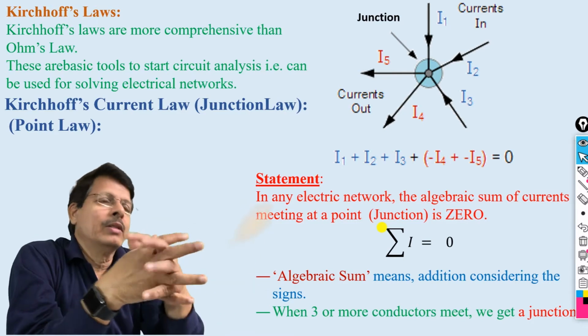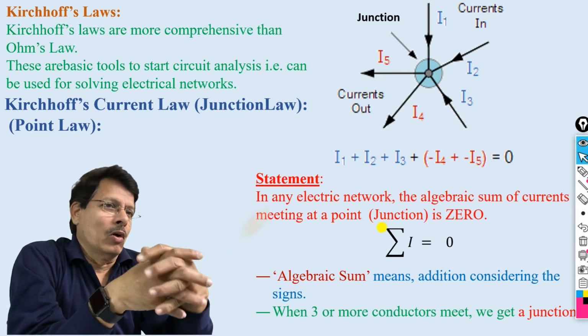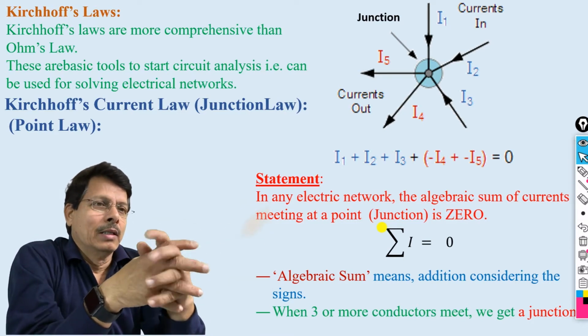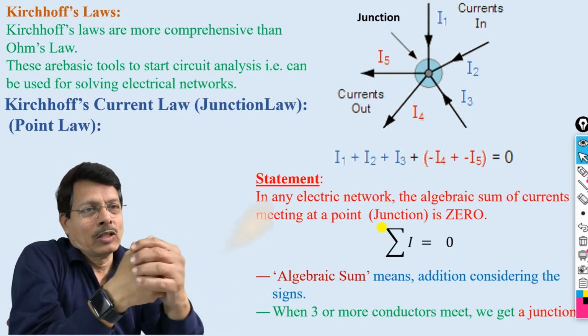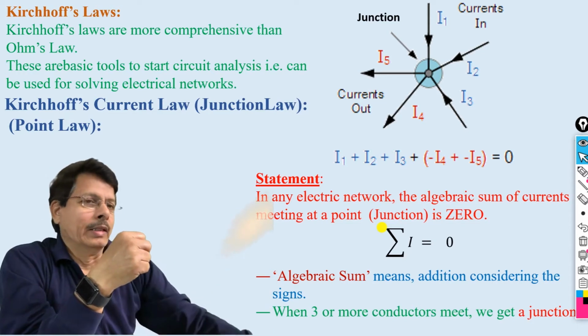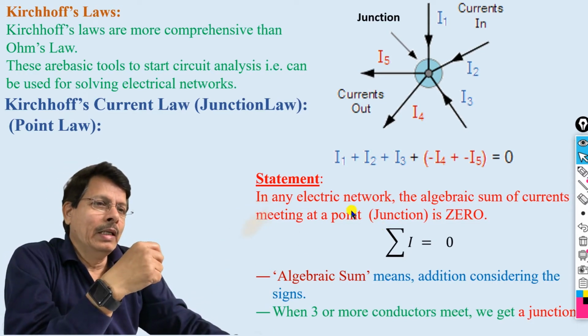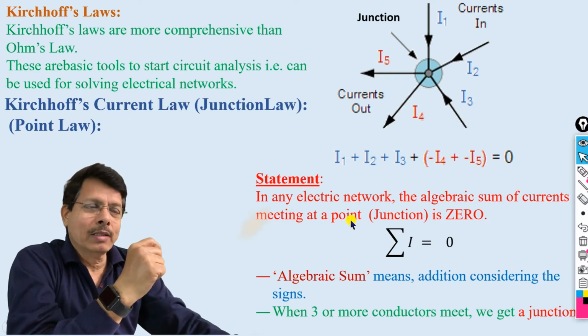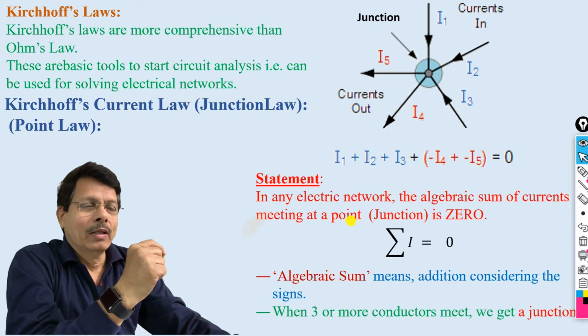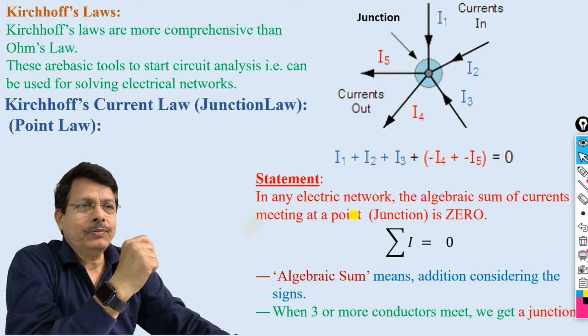As you can see on this slide, Kirchhoff's current law. See what it states about a circuit. The statement of Kirchhoff's current law is like this: in any electric network, the algebraic sum of currents meeting at a point or junction is 0.